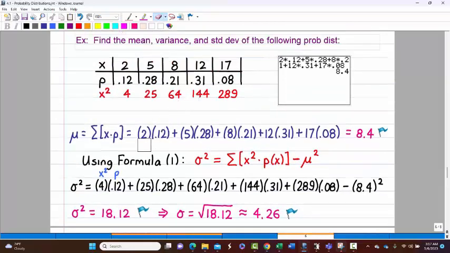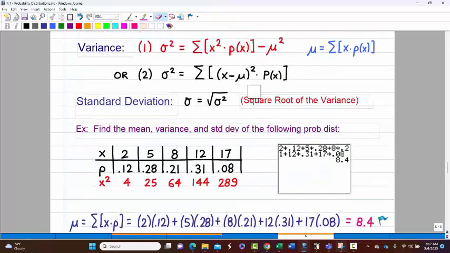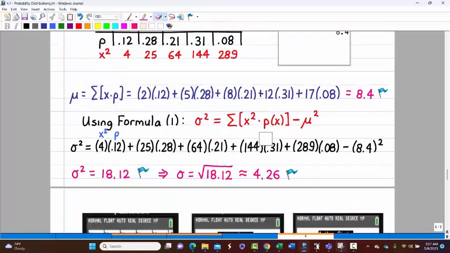Let's see what we got here. So, okay, xp, xp, xp. I'm going to go ahead and create an x squared row here because I'm going to need that in the next step. So xp, xp, xp, 8.4, there's your mean, 8.4. I like this top formula better, and that's the way I did it in Excel, too. So now I'm creating an x squared p thing here. So you see the x squared p's are next to each other. 4 times 0.12, 25 times 0.28, and so forth.